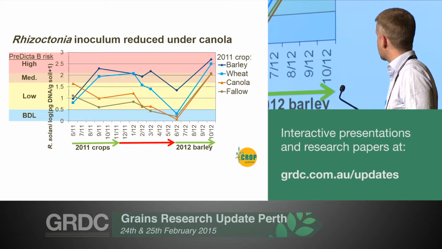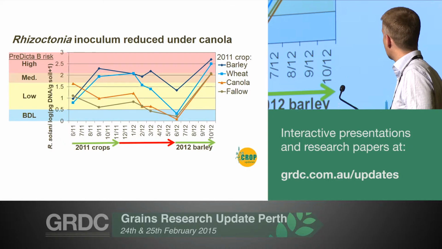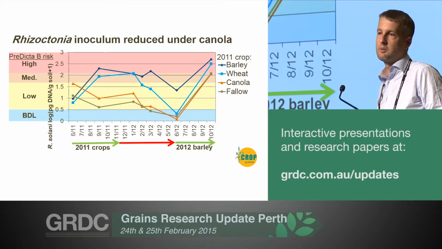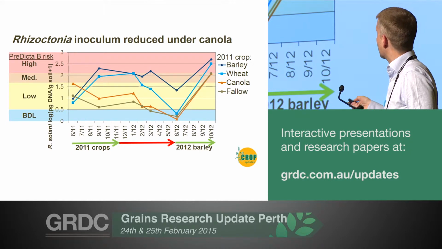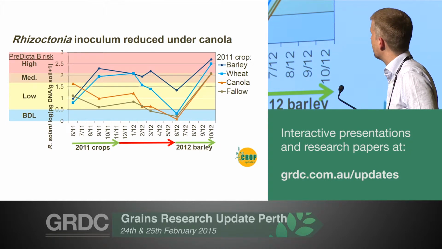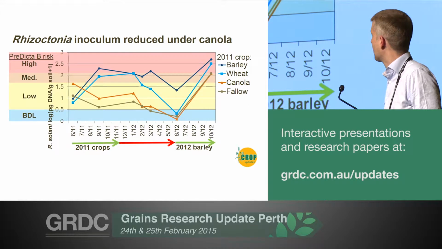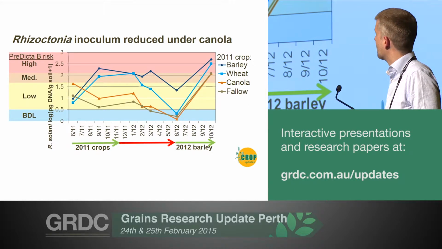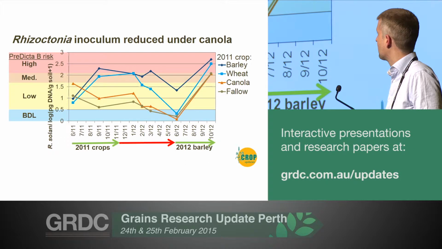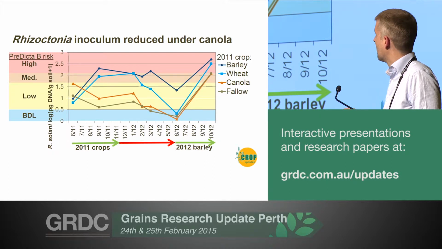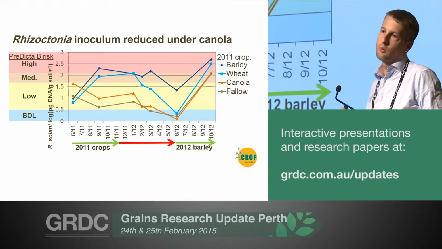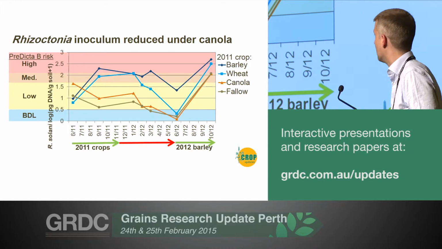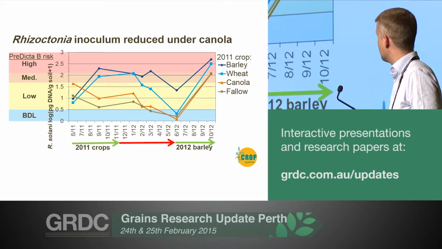That's your growing season here. Then I moved over to 2012. Everything went into barley, okay? And on this axis, we've got the DNA levels, which I've broken up so it's very easy to see the risk categories or the levels. So that's below detection level, low, medium, high. So it's easy to see where they sit in relation to the timing when the samples are taken.